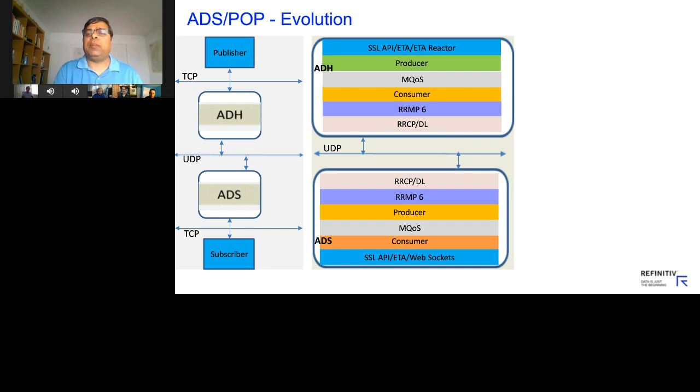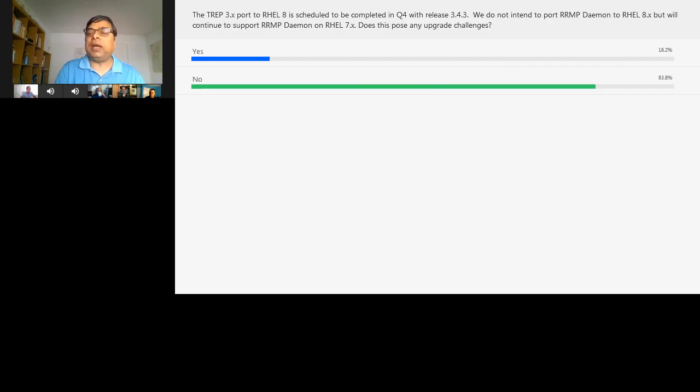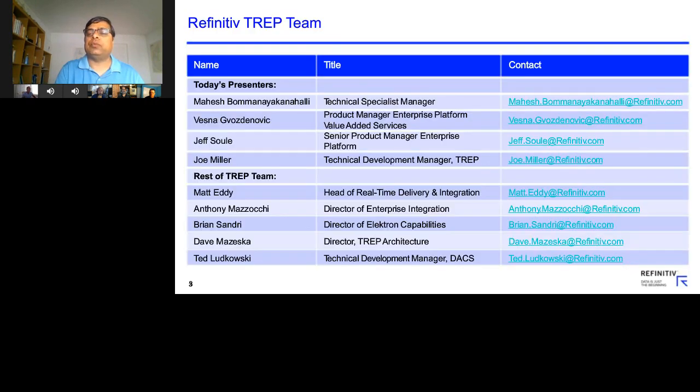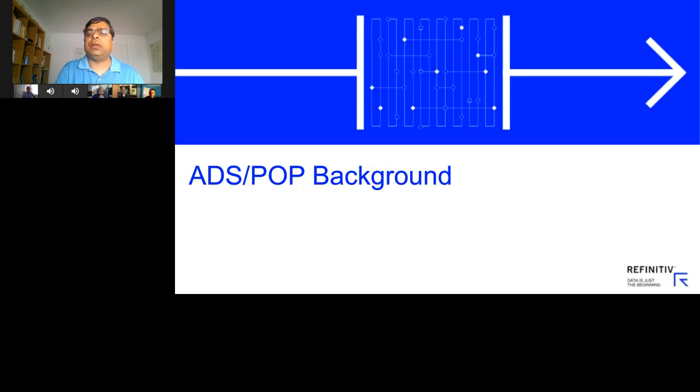So the ADS-POP is basically the top half of the ADH. There you see the SSL API, ETA, the producer, and the MQoS layer, which is the common layer used in both the ADH and the ADS. And then we have the ADS consumer here, and then the API layer. I'm sorry, I don't know why this moved up. So that's how the ADS-POP is stacked.